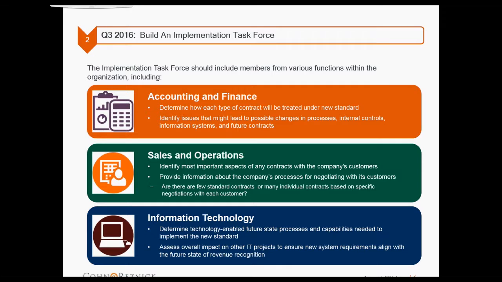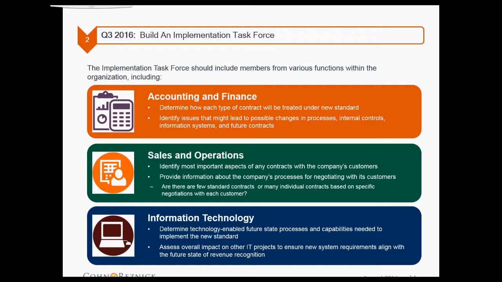It is extremely important to have members of the sales and operations team involved early in the process, as they are critical in identifying important aspects of any contracts with the entity's customers. Furthermore, the sales team will be able to provide the team with much needed information about the company's processes for negotiating with its customers. In particular, the sales or operations team members will quickly identify whether the organization has a few standard contracts or if there are many individual contracts that are based upon specific negotiations with each customer.